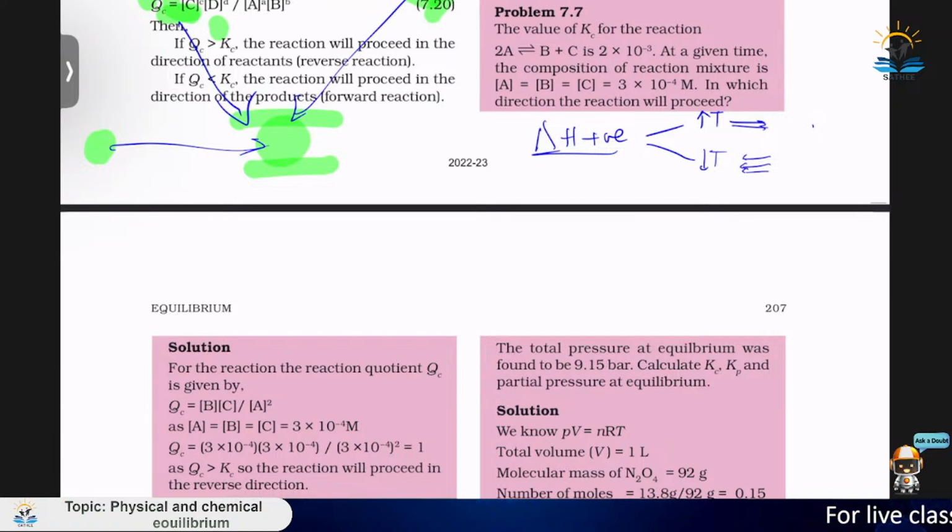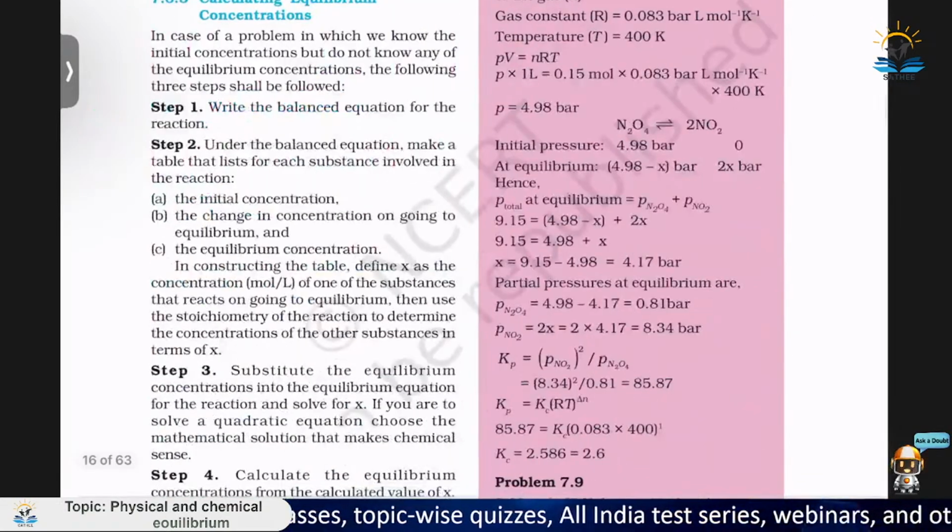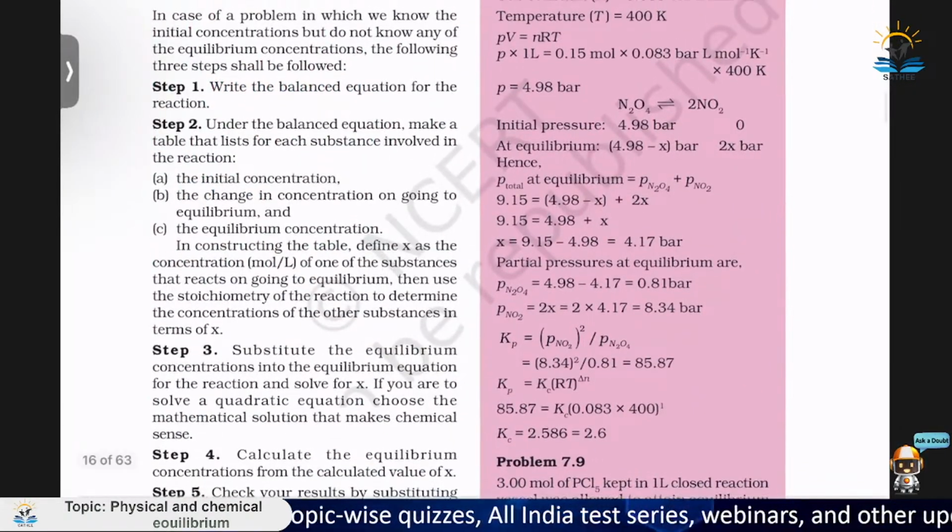So if the reaction is endothermic and you are increasing temperature, well and good, it will move in the forward direction. If a reaction is exothermic and you are decreasing temperature, well and good, it will move in the forward direction. But if for an endothermic reaction you are decreasing temperature, it will go backward. Similarly, for an exothermic reaction on increasing temperature, it will move backward. This is all determined by Le Chatelier's principle.